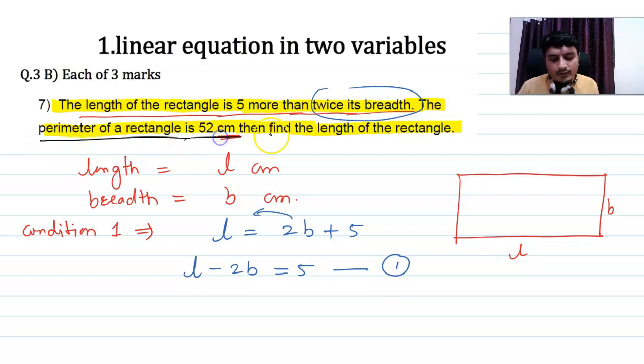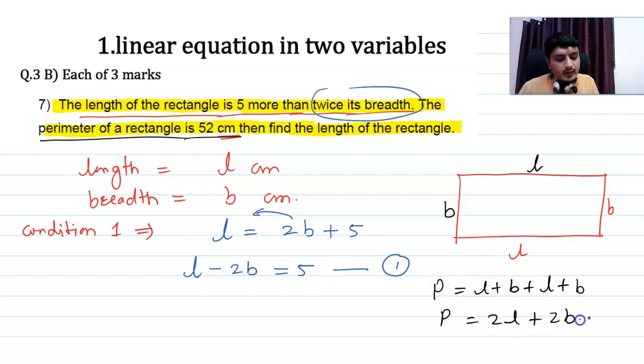We are given that the perimeter of a rectangle is 52 centimeters. What is meant by the perimeter? It is the sum of all sides of a polygon. Here the polygon is a rectangle, so the sum of all sides is L plus B plus L plus B, because the pairs of opposite sides of a rectangle are equal and parallel. Let P be the perimeter. L plus L is 2L, B plus B is 2B. Taking 2 common, we have 2 times (L plus B), the formula for the perimeter of a rectangle.